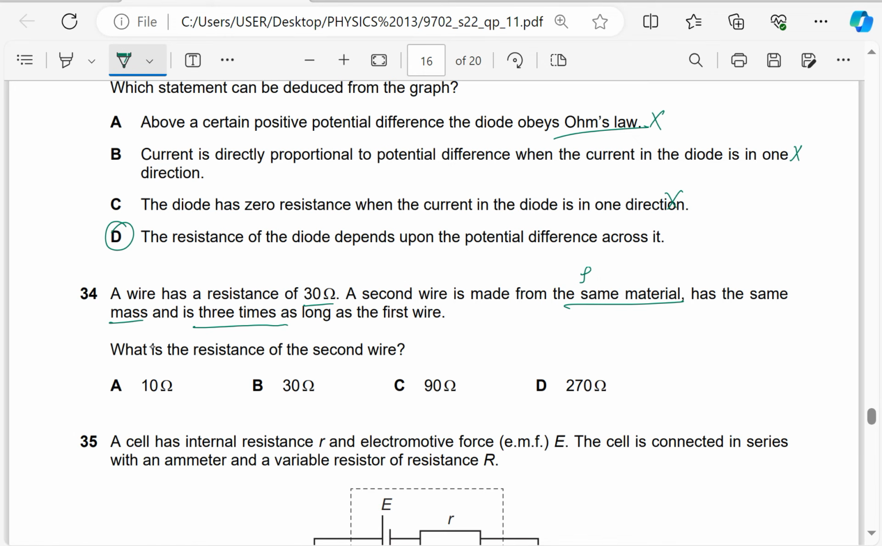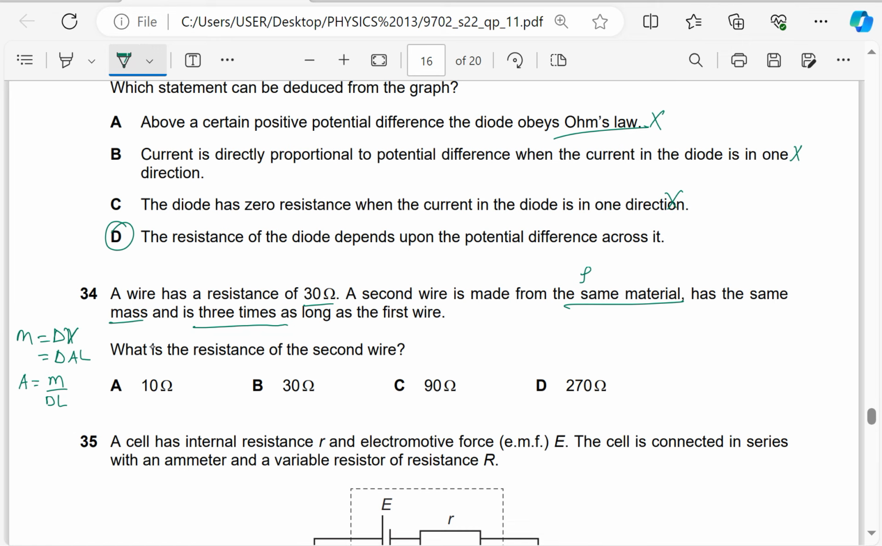So to begin with, we know that mass is going to be density. Because I'm using rho for resistivity, I'll use D for density. Mass is density times volume, which is going to be density times cross-section area times L, which means area can be mass divided by density, then times L, that is area.